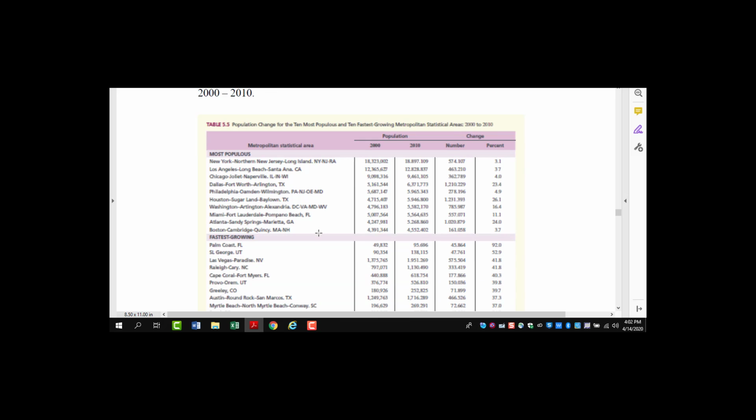So here are some of the fastest growing cities in the country between the 2000 and 2010 census. We're going to look at what grew the fastest, and we can see it was Palm Coast, Florida. It grew from this many people to this many people. And that is the percent increase. That's the actual change, and that's the percent increase.